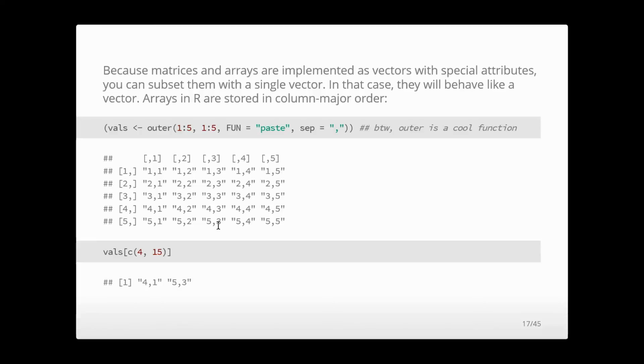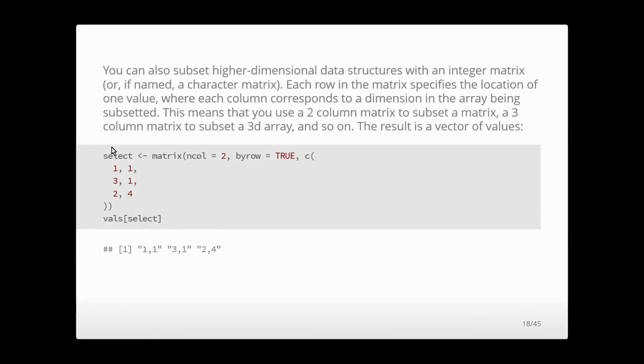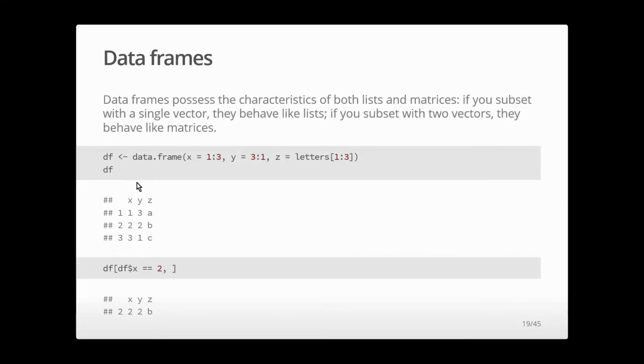You can't do that using the standard, most common way to subset. You would have to turn to using a matrix to select it. Does that make sense? Okay, all right. Data frames can behave a lot like matrices, but we have a few extra things that make it easier, okay?